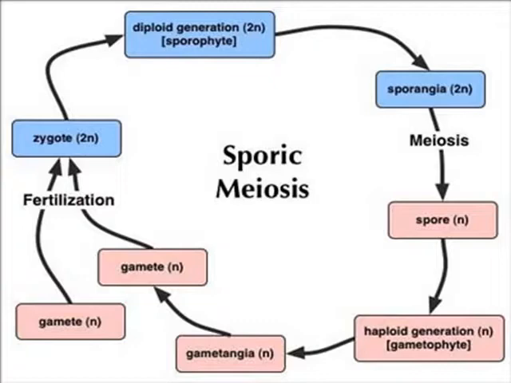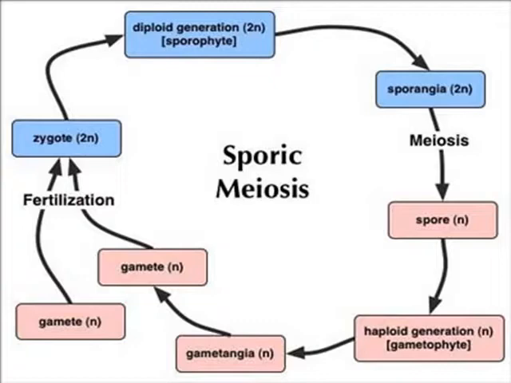Now as I said, the sporangia produces haploid spores. So spores will have n number of chromosomes. Now these spores will produce gametophytes. Gametophytes means an organism which is having n number of chromosomes. So after this, what does this gametophyte do? It will produce gametangia, which will also have n number of chromosomes. Now this gametangia will further produce gametes that will also have n number of chromosomes.